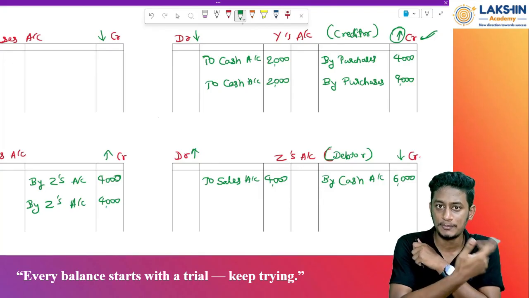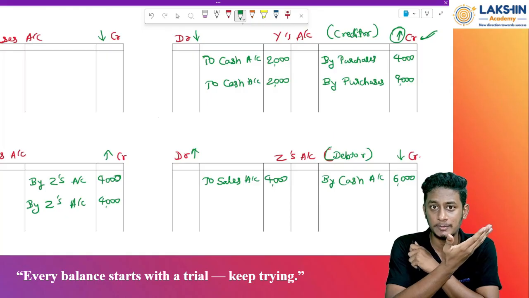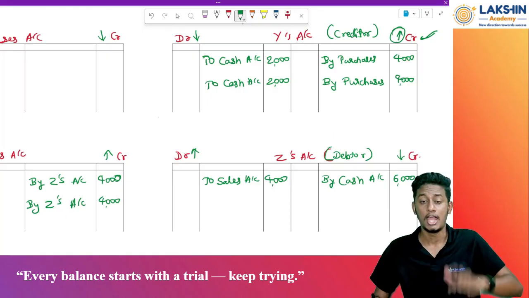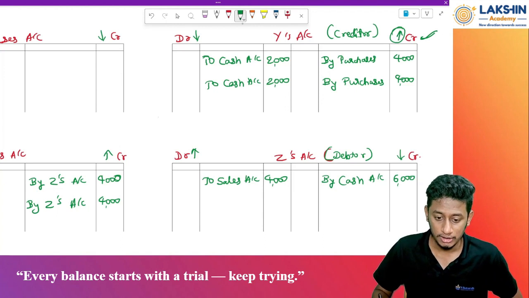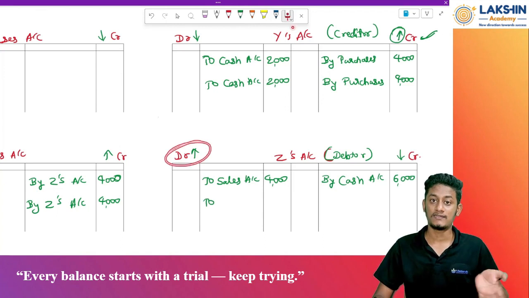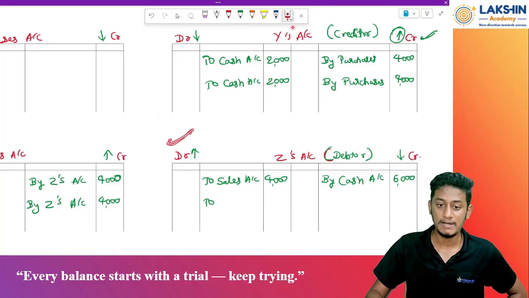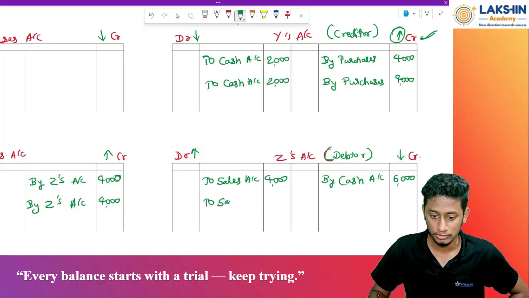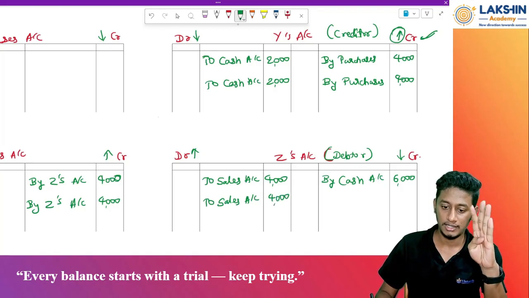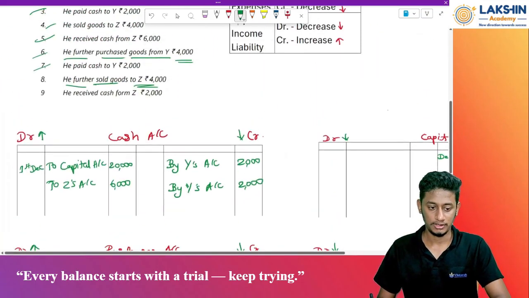Right, on a future date he is supposed to pay me. That's why his balance should increase in my books of accounts now, because I have sold him some goods. So what will happen, sir? To Sales account. Why? Because he's a debtor, and to increase the balance of a debtor, I will have to debit the account. So, To Sales account, rupees 4,000 is the entry to be passed. Done. This is also done.